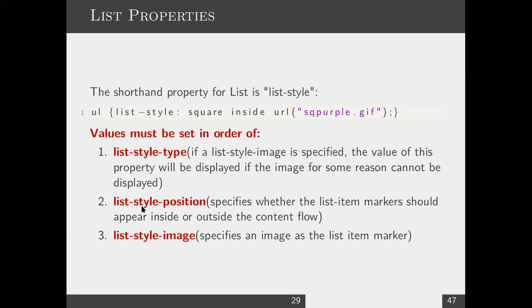So you read about the list style position. So this specifies whether the list item marker should appear inside or outside. So the default is outside. Usually the markers are outside, but you can also have them inside. So you try out the inside in your free time. The image, you all know the image. We've done the image. Okay.